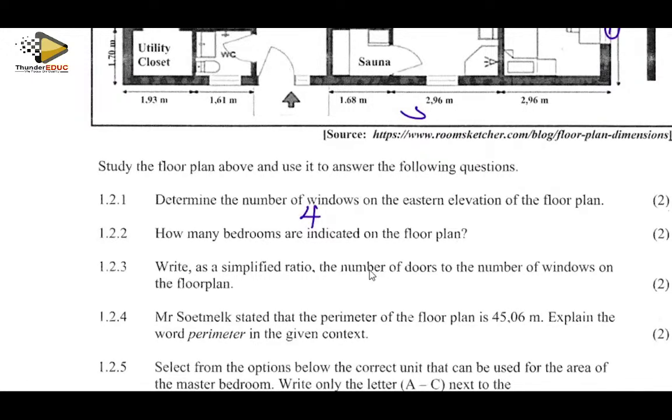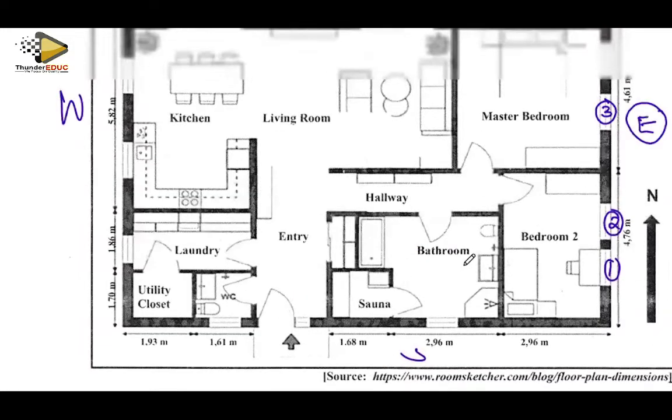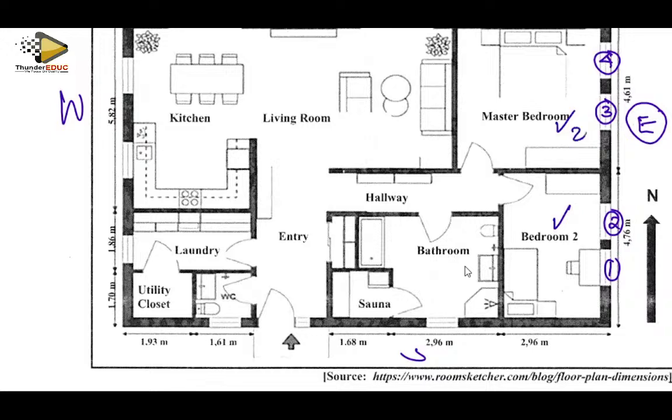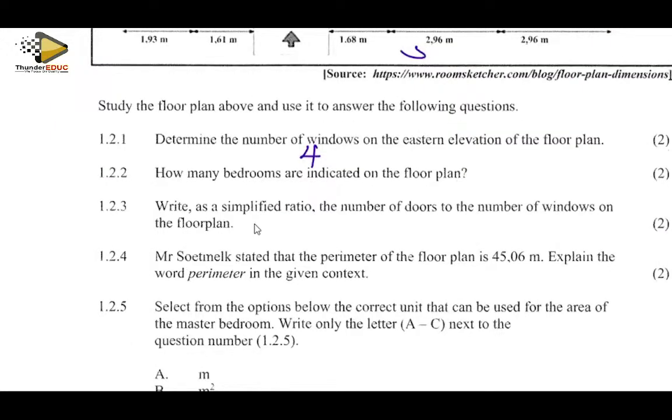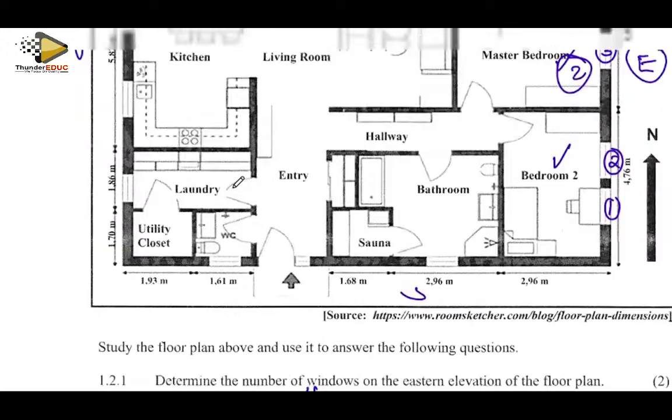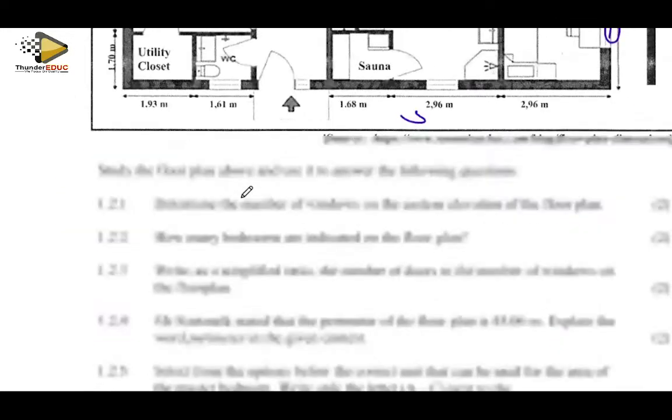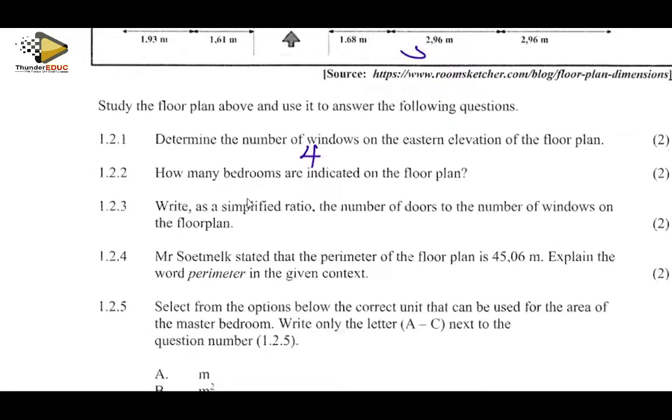How many bedrooms are indicated on the floor plan? So we have bedroom 2, bedroom 1, the master bedroom. So there are 2 bedrooms. We shall say there are 2 bedrooms.